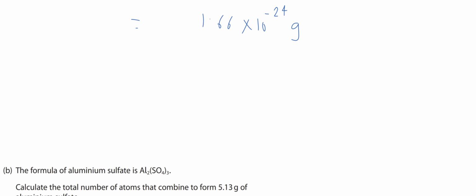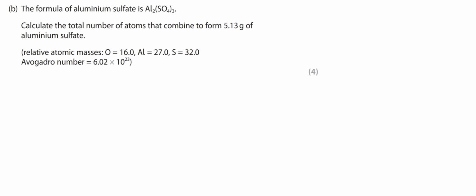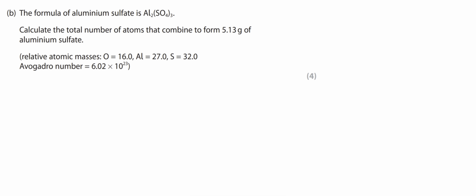Next question. The formula of aluminium sulfate is Al2(SO4)3. Calculate the total number of atoms that combine to form 5.13 grams of aluminium sulfate. And then you have all the relative atomic masses underneath and the Avogadro number. This is a 4-marker. So again, always with these questions, remember to show all of your working to get all of the credit. You could punch in the answer in a calculator and even if you get the correct answer and write that down, you won't get much of the credit because you always have to show your working to get all of the marks.